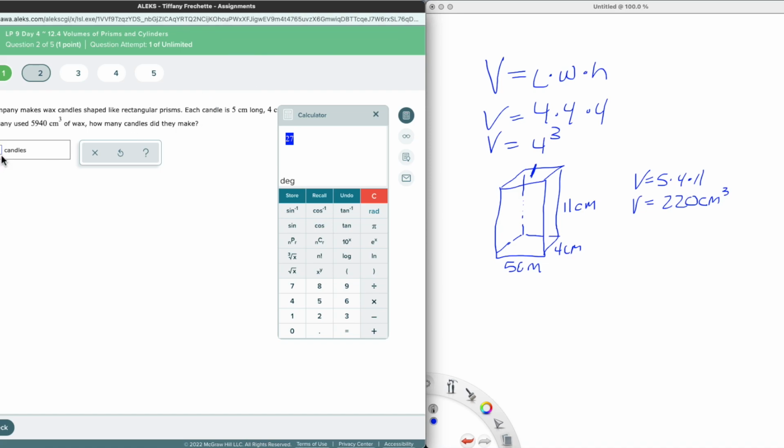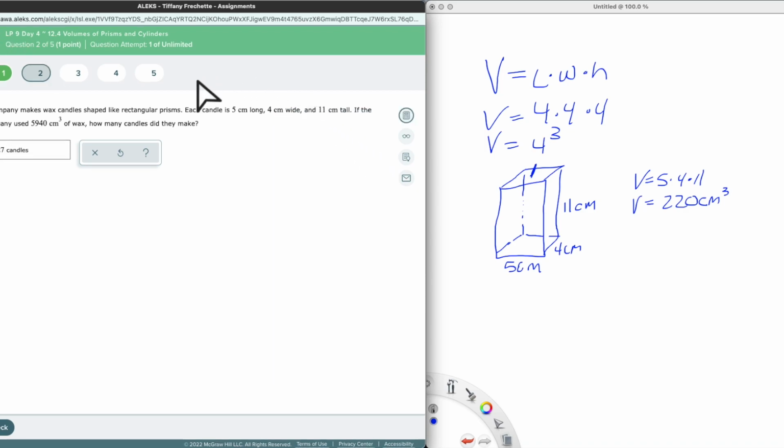All right, so this one's just an application type problem. It's having you calculate volume and use it a little farther than just the volume of a single object. I have to use that volume with the next piece of information.